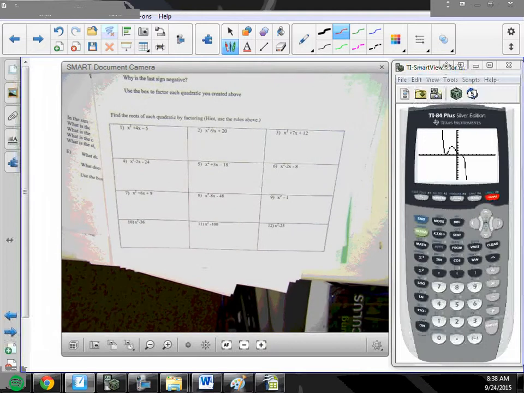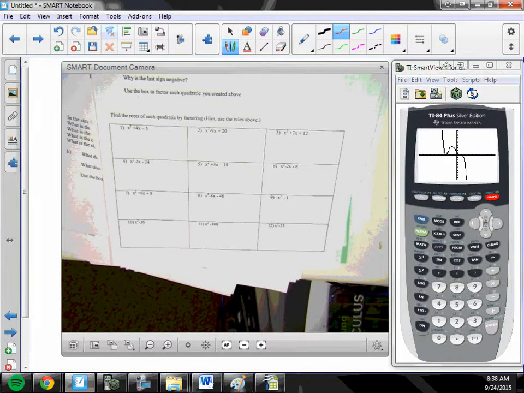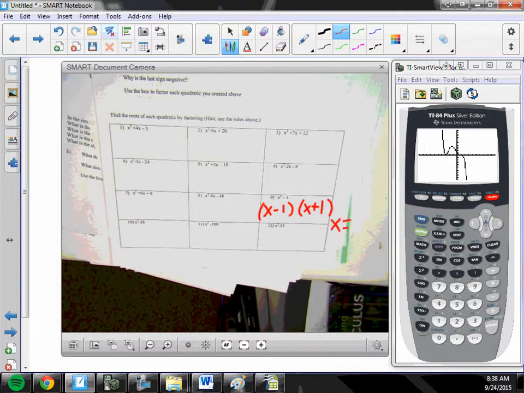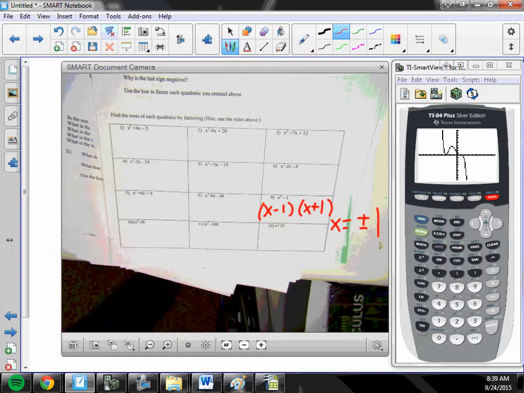So the remainder of these, you're just going to find the roots using the factors. And on number 9, what are the factors going to be? X minus 1 and x plus 1. What are the roots? Set them equal to 0, move them over, and I get x equals 1 and negative 1. And if you want to, you can write it as plus or minus 1. Okay, those are pretty easy.